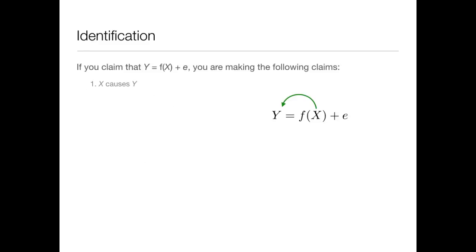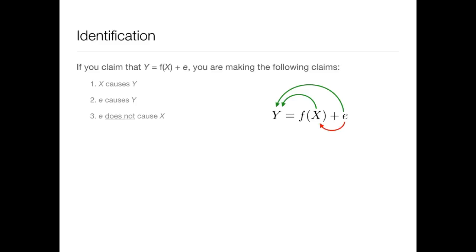One is that x causes y, as you can see with the happy little green arrow here. Another is that some of this other stuff also causes y, right? Whatever other stuff you're not examining, that causes y as well. You're also claiming that this other stuff, these omitted variables, don't cause your causal variable, right? That is, your causal variable isn't just epiphenomenal.